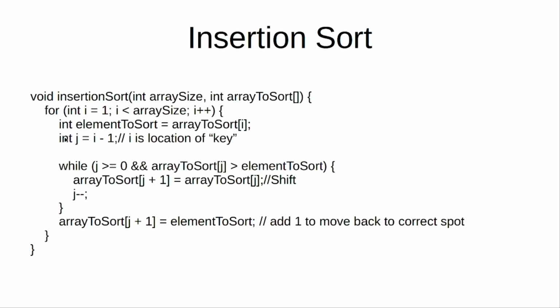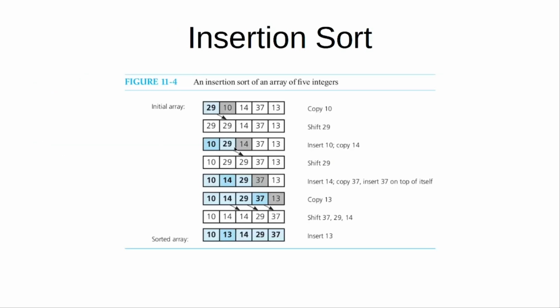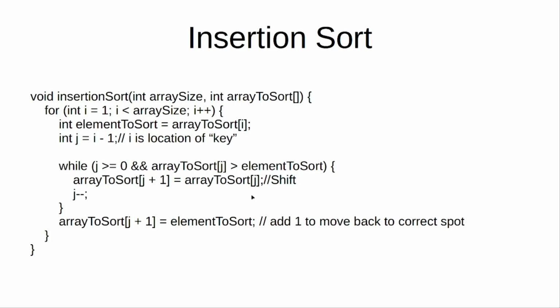So this int j equals I minus 1 as the location of the key, this is actually going to take us here. So at the end of the blue part, that's what that's doing. And then we're going to move backwards. We're going to move to the left. So while j greater than or equal to 0, and the array to sort at j is greater than the element to sort, we want to shift, and then j minus minus.